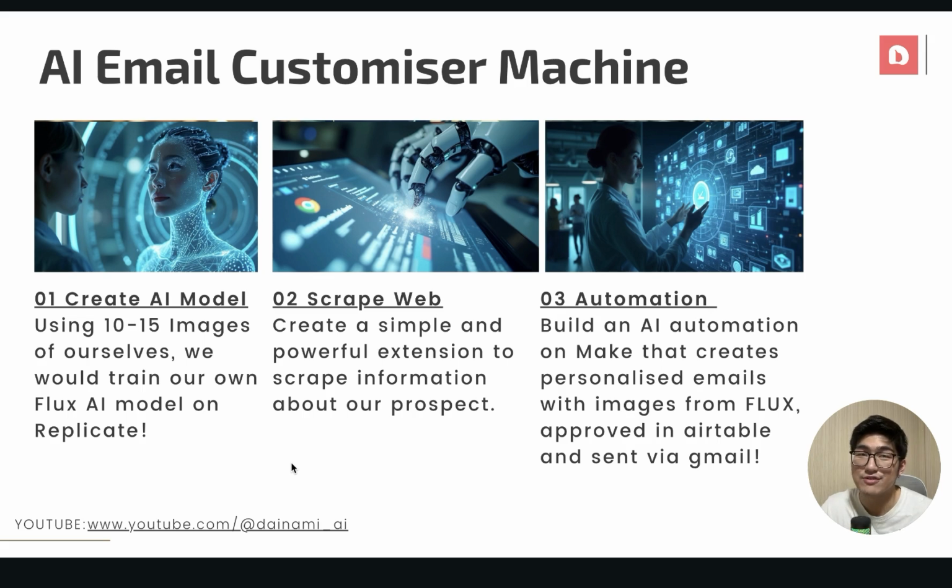So how does this AI workflow work? Firstly, we're going to create an AI model using 10 to 15 images of ourselves. As you can see from the previous slide, we will train our own Flux AI model on Replicate to create customized images of ourselves. Secondly, we'll create a simple and powerful Chrome extension to scrape information about our prospects from their web page. And last but not least, we'll build an AI automation on Make that creates personalized emails with images from Flux, approved and ready to send via our emails. So in this case, we will be able to automate thousands of personalized emails that stand out from the crowd and let you reach your potential clients with ease.